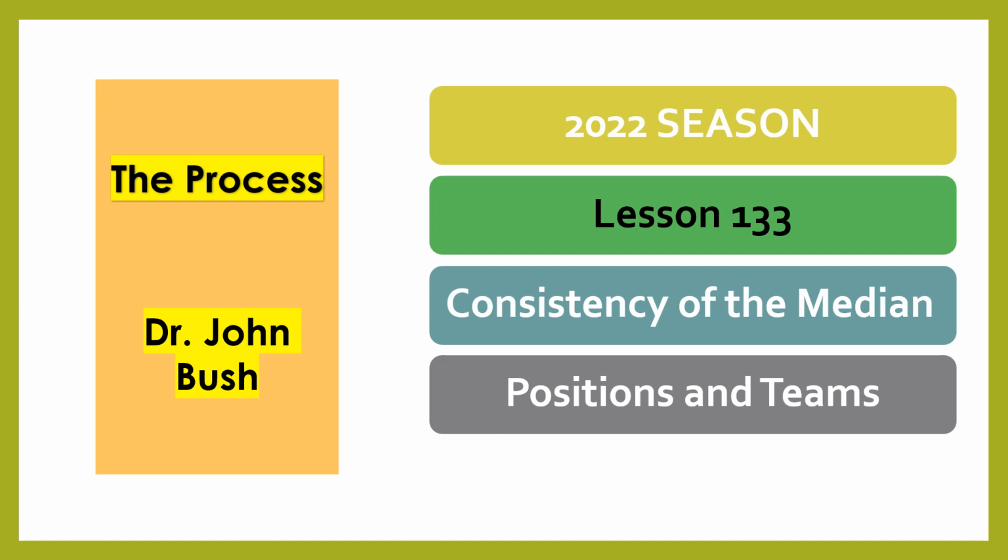I'm continuing with consistency of the median, so-called COM scores, and using my statistical analysis to test, is there some predictability from year to year? In other words, can we use this for 2022?